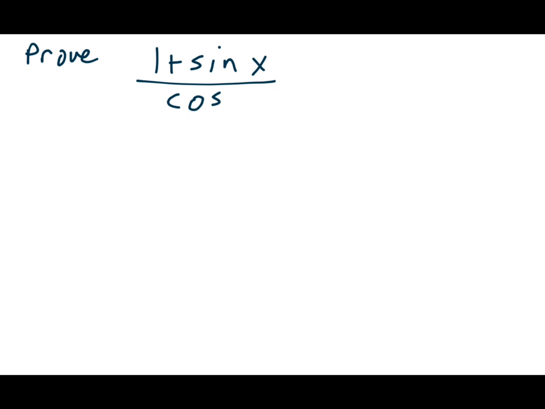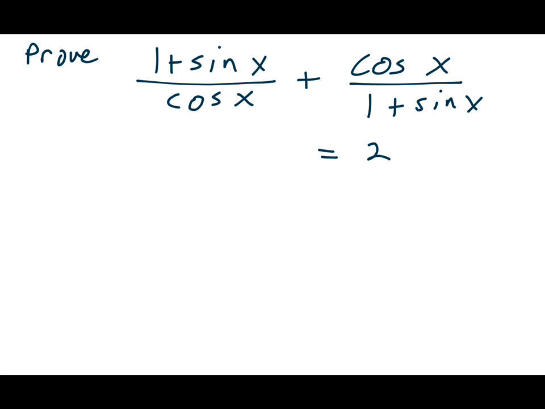Let's prove that this one's going to be a little bit longer. 1 plus sine of x over cosine x plus cosine of x over 1 plus sine x is equal to 2 secant x.